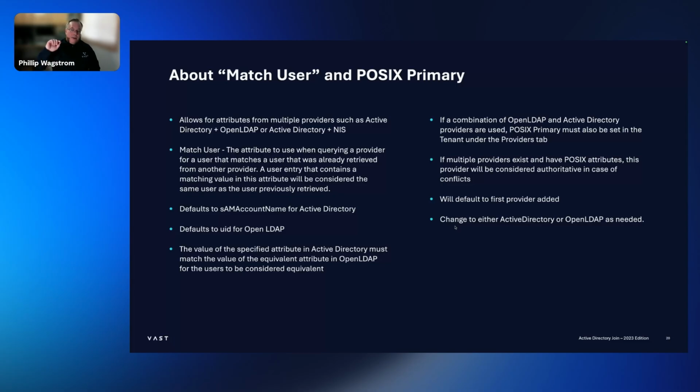But if I have only my Windows SID and things like that in Active Directory, but I don't have a Unix UID number at all in Active Directory, and I need to get that from OpenLDAP, I need a method to say, hey, this user over here in Active Directory is this user in OpenLDAP. And we do that using the match user variable. So the match user variable defines an attribute whose value is going to match the equivalent match user attribute in the other provider. The defaults here are sAMAccountName for Active Directory and UID for OpenLDAP.